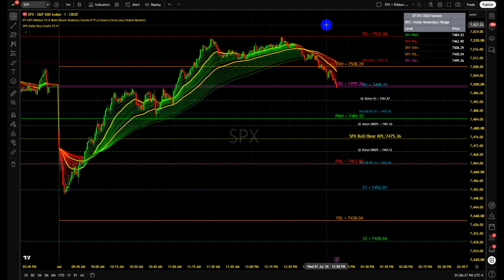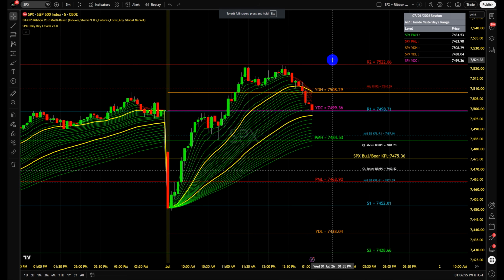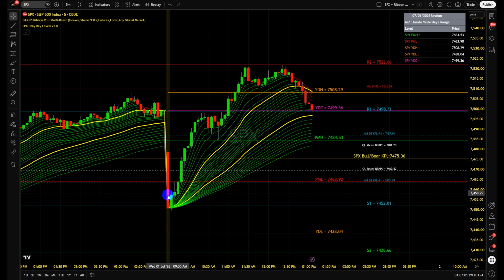Now we'll take a look at the 5-minute chart. Okay, so as you can see on a 5-minute chart, we have a different look here. We have our ribbon reset on, just like we did on the other chart. So the other chart, we had our ribbon reset on for 9:30 RTH. That resets the ribbon, giving us a clean look.